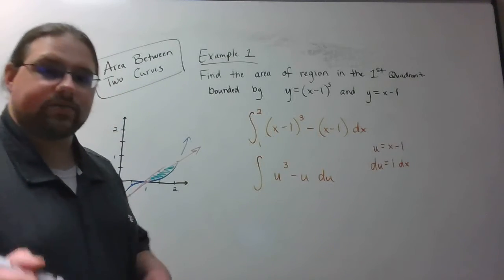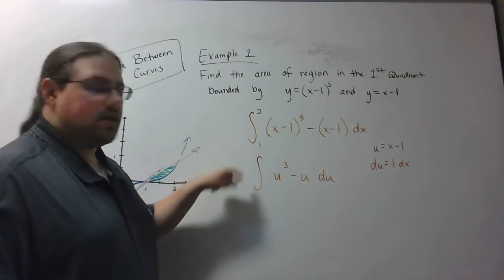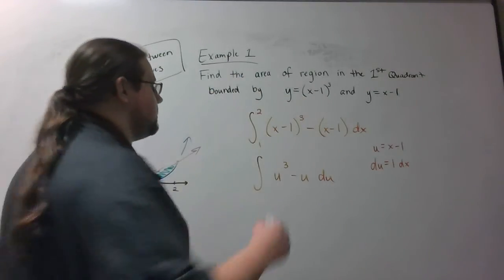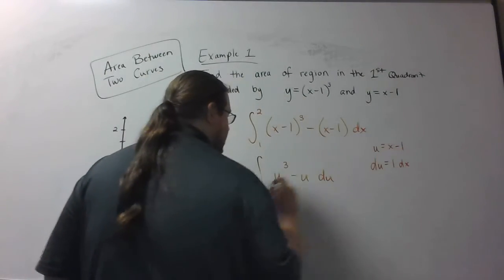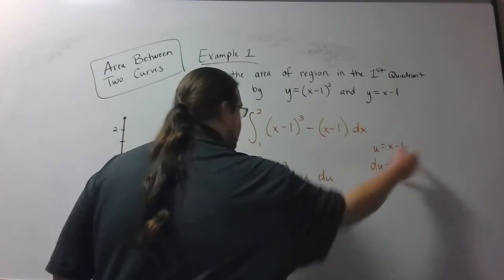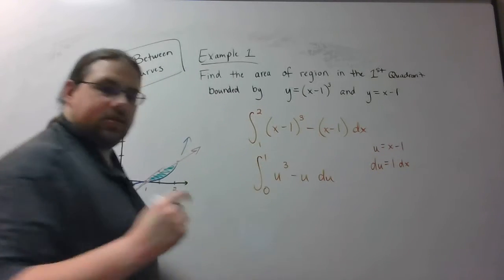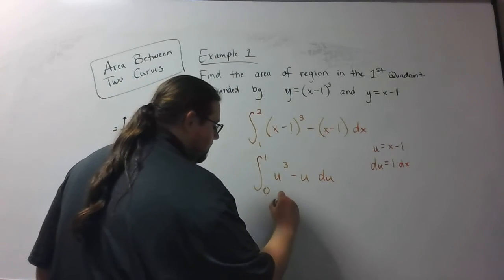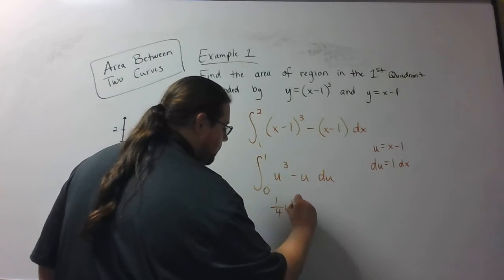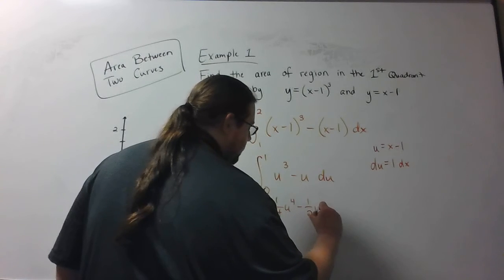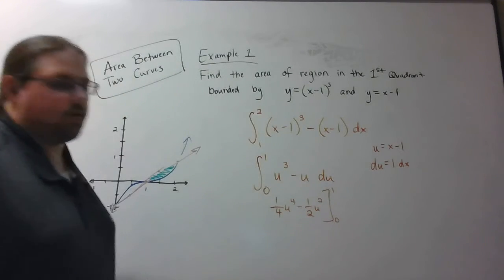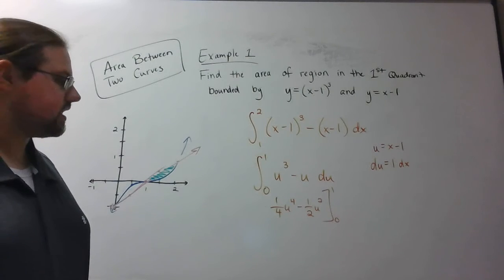The other thing you should always remember to do is check your bounds. They will have changed from 1 and 2, because if I plug in, 1 minus 1 is 0 and 2 minus 1 is 1. Now that I've changed my bounds, I can finish solving this. I'm going to have 1/4 u to the 4th minus 1/2 u squared, evaluated from 0 to 1.